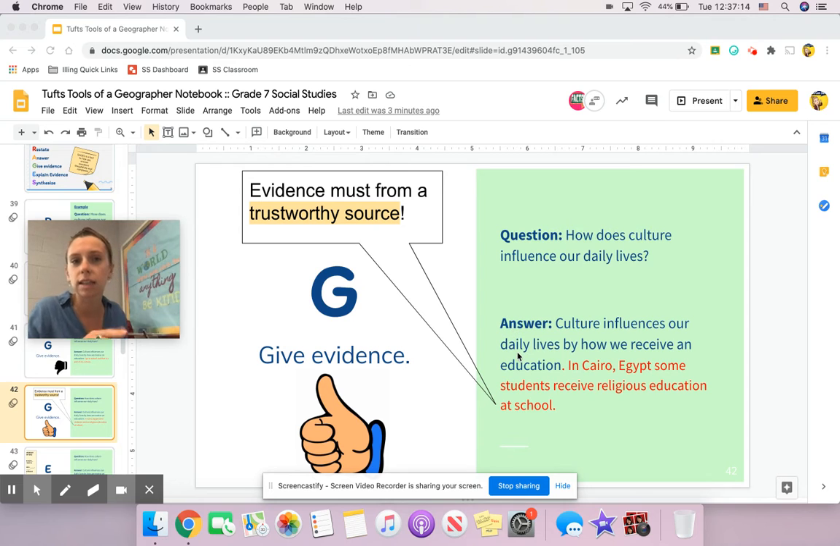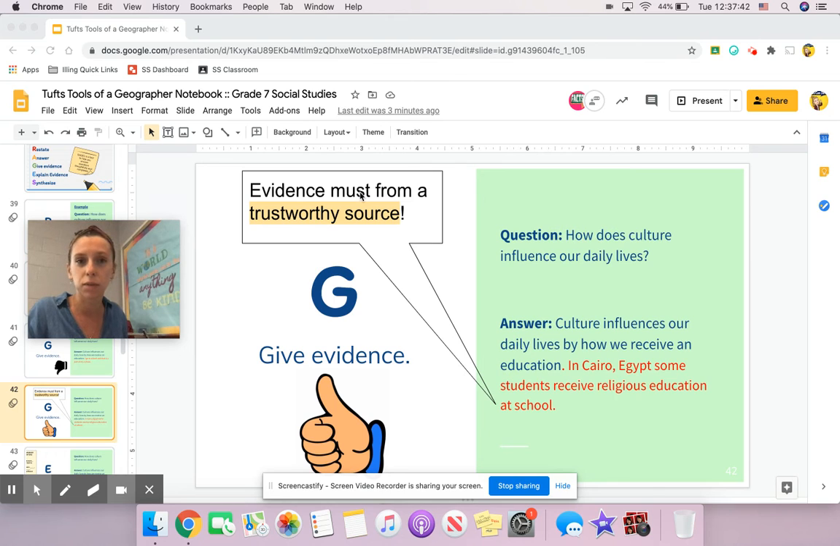Here we go. I like this G better. Notice it's got a thumbs up. How does culture influence our daily lives? Culture influences our daily lives by how we receive an education. I love how this starts. In Cairo, Egypt, it's being so specific. It's giving me a specific place. Some students receive religious education at school. That is proof, evidence that school or education is a piece of culture that influences our daily lives.